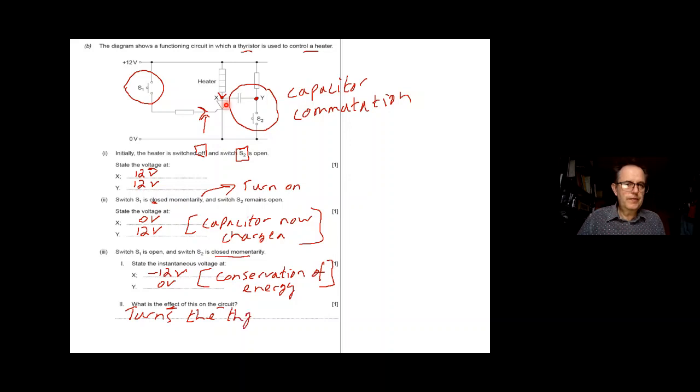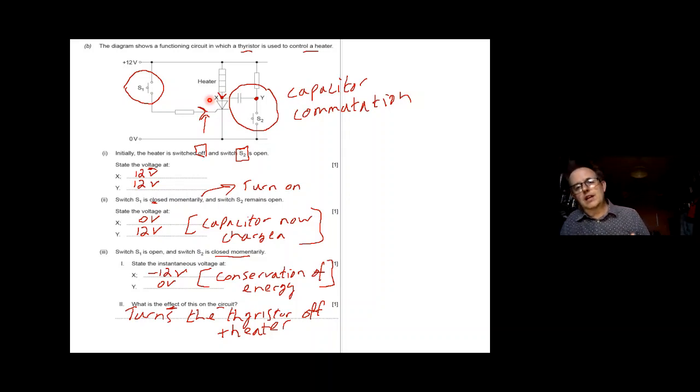Cleverly, what does this do? That will turn the thyristor off. The heater will go off as well. The reason for it is that now, because that X point has gone down to minus 12, X is where your anode is, that is now negative compared to your cathode. So that thyristor is now in reverse bias. It's not forward biased anymore, right? So that's going to turn it off. So it's a clever way of turning off a thyristor, okay?